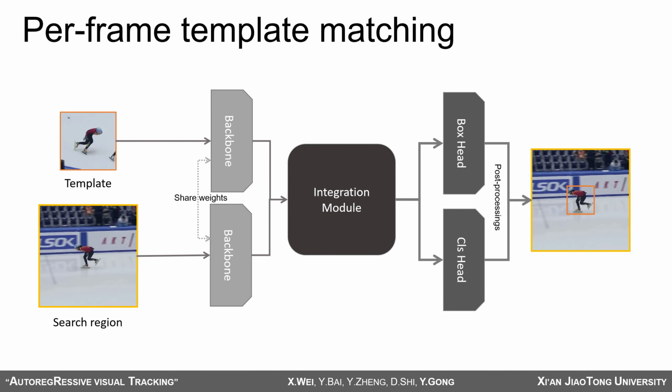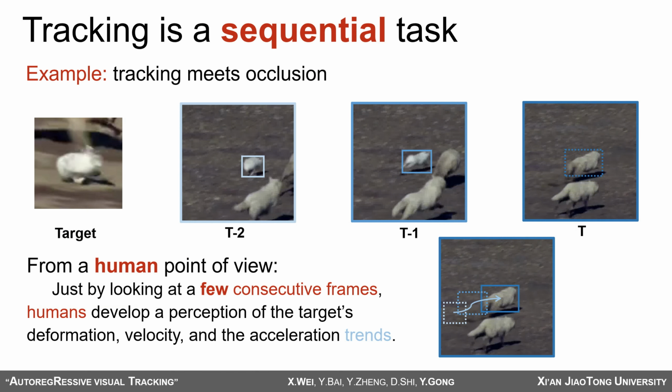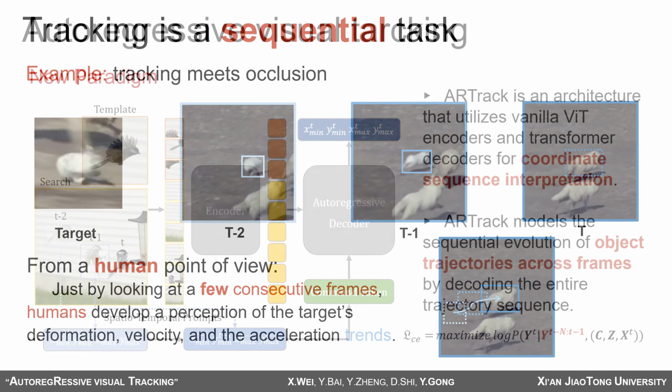Per-frame template matching is a widely adopted methodology for visual object tracking, which has demonstrated success in accurately estimating the location of a target in every video frame, leveraging its initial state. However, this approach overlooks the inherent temporal dependencies present in video frames. It is evident that incorporating ample temporal data can significantly enhance the accuracy and robustness of a tracker. Humans, for instance, leverage temporal information to perceive changes in a target's deformation, velocity, and acceleration trends, enabling consistent tracking results even when visual information is indiscriminate or temporarily unavailable.